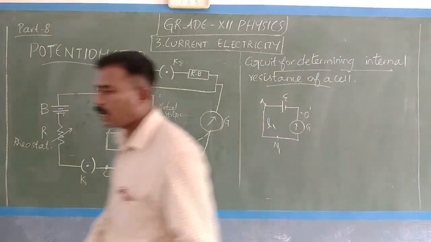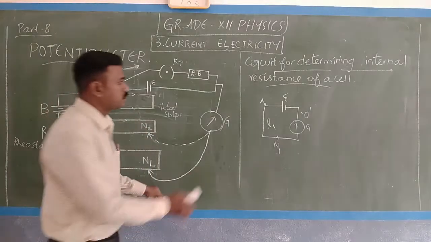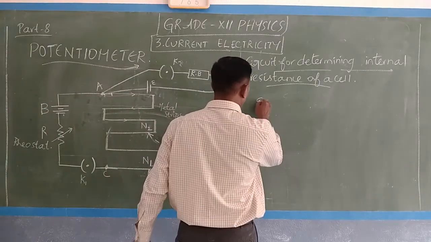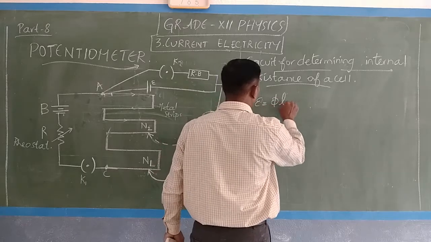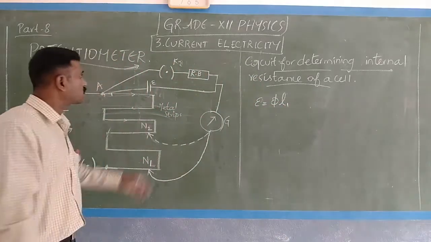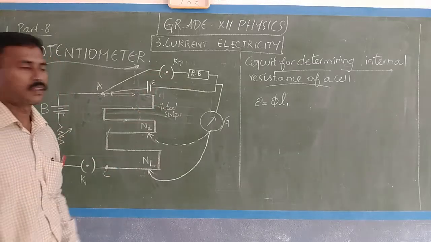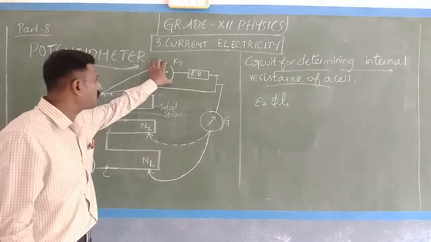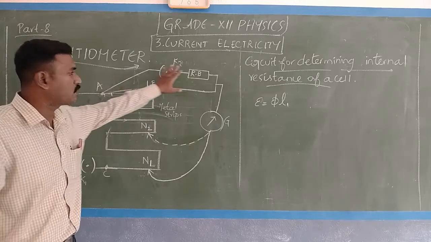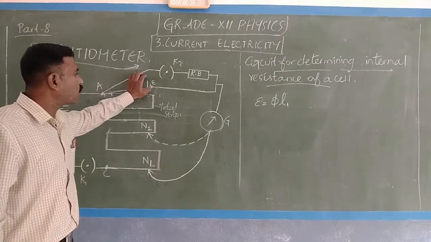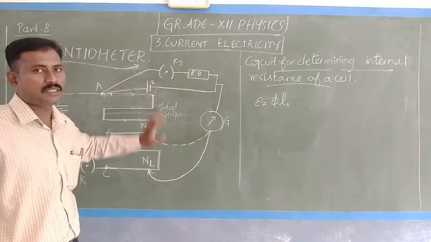Now I will write it as an equation. So E equals 5 L1. Next, I am closing this key K2. Let us see what happens when I close this switch. The current will flow, and when I close the switch, the current will be flowing through this from the cell.